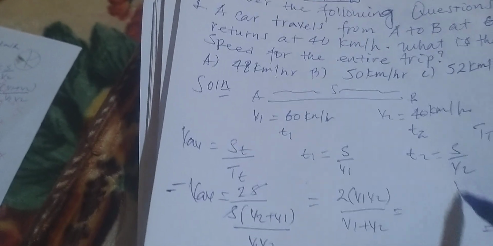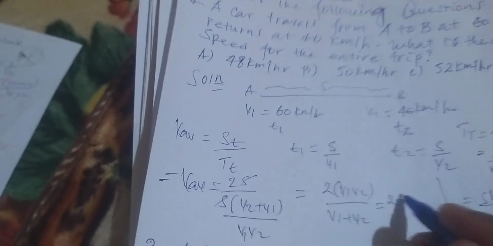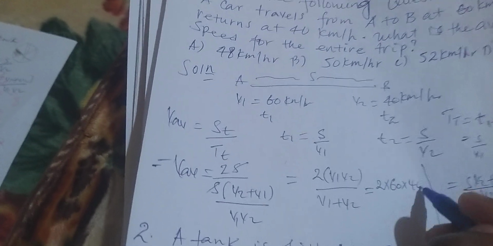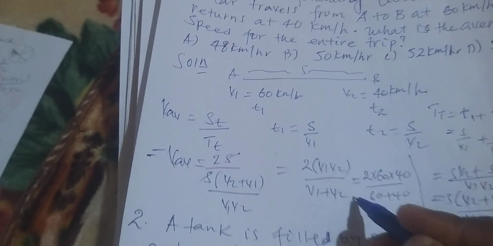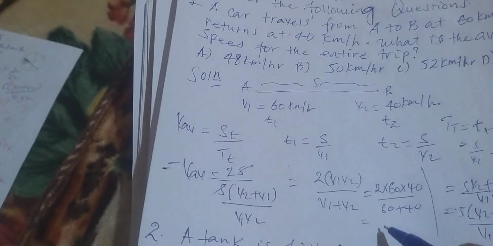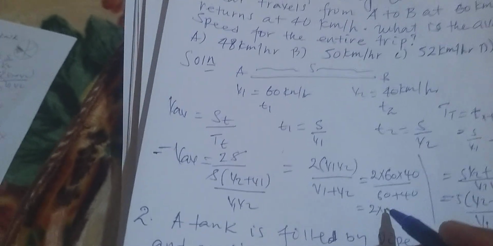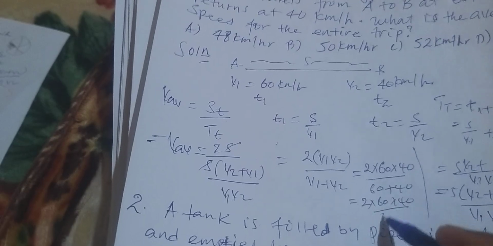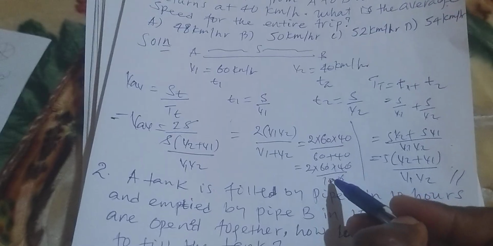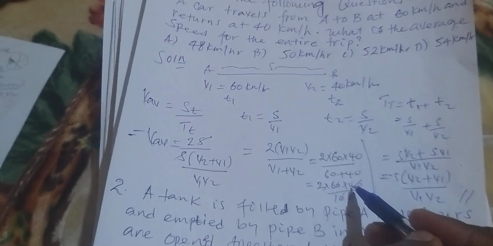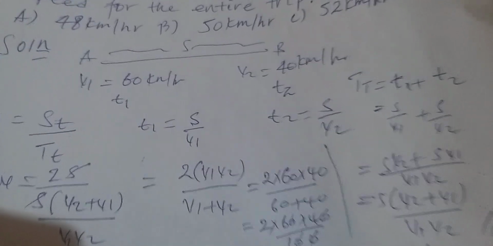So from this, what is given? V1 is 60, so 2 times 60 times 40 over 60 plus 40. 60 plus 40 is 100, so this is equal to 2 times 60 times 40 over 100. Look, 0 by 0 cancels, 0 by 0 cancels. 6 times 4 is 24. 24 times 2 is 48 kilometer per hour.